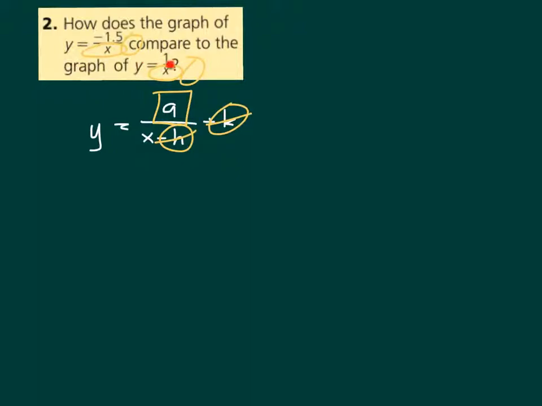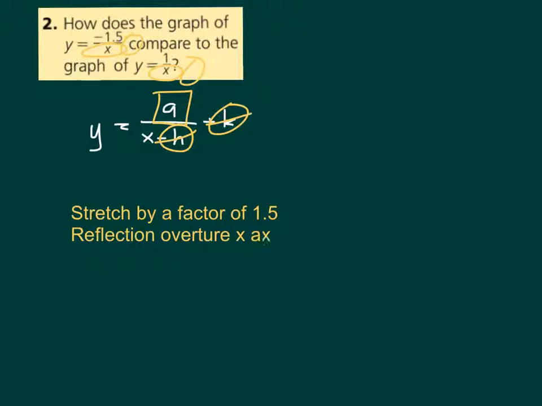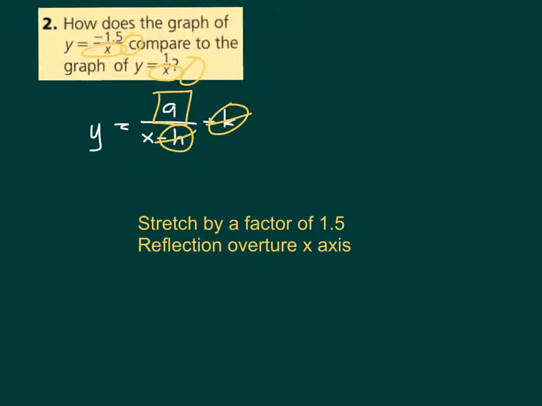Right? In this one, what is the value of a? It's 1. In this one, what is the value of a? It's negative 1.5. So that's all we say. We say this is a stretch by a factor of 1.5, and it is also a reflection over the x-axis. That is how they are different.